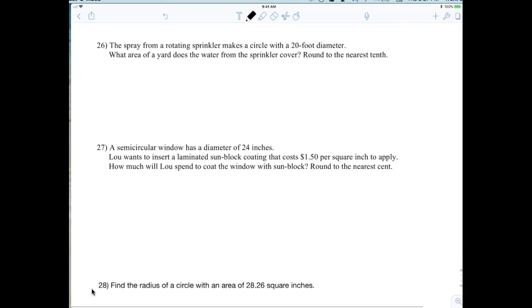All right, number 26. It says the spray from a rotating sprinkler makes a circle with a 20-foot diameter. What area of the yard does the water from the sprinkler cover? All right, so what's the formula for area again? Everybody write down the formula. A equals pi r squared. So, Carly, if the diameter is 20, the radius would be what? 10. So, equals pi times 10 squared.